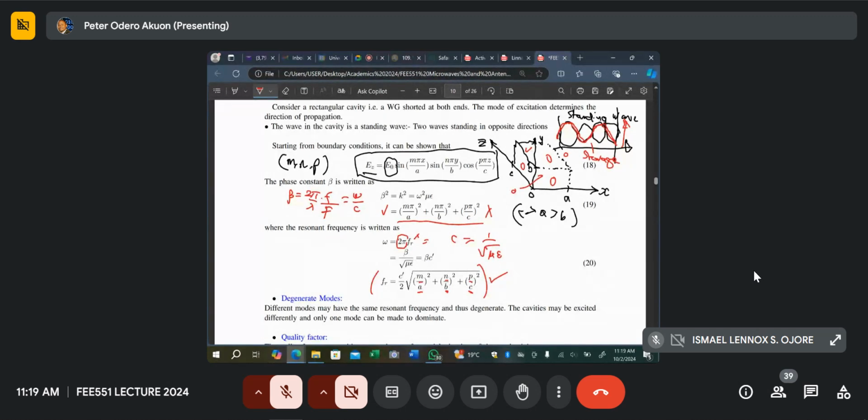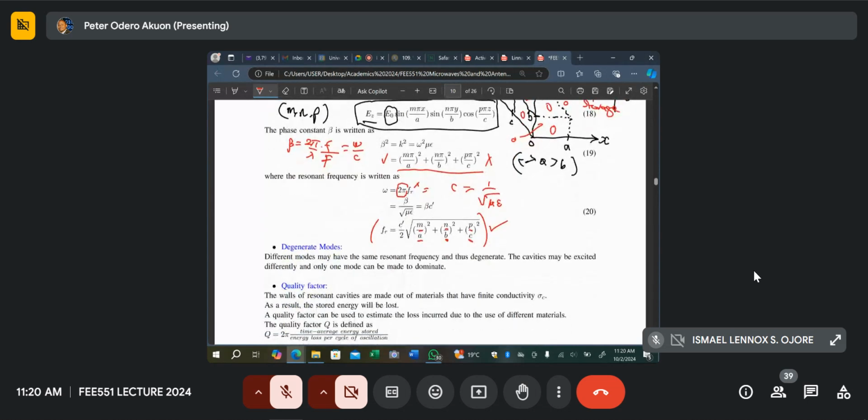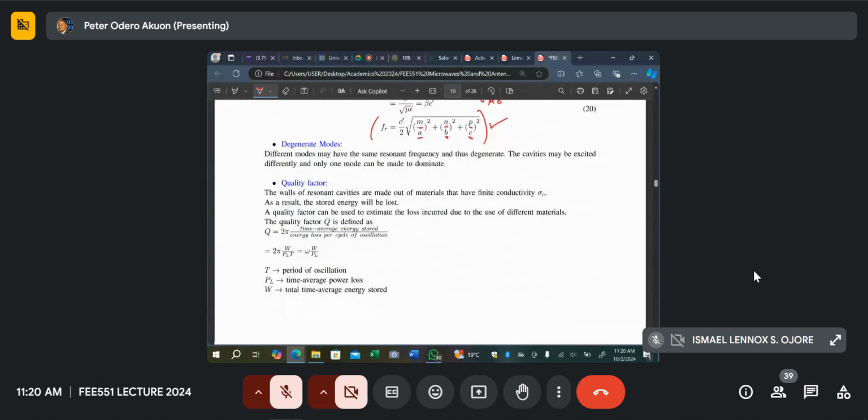Okay, you may actually excite it in different ways, and that may lead to only a single mode dominating, rather than having several with different resonant frequencies, or with the same resonant frequency. So what is important is the quality factor. We have seen that you can store a lot of energy within the cavity.